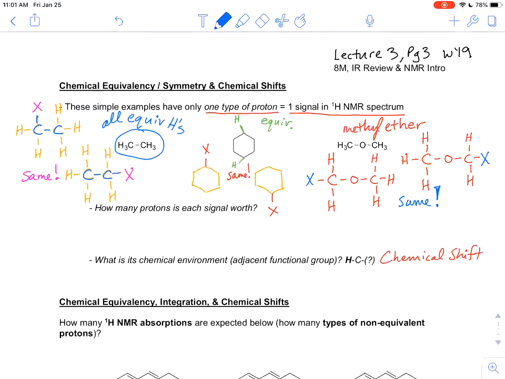So then we will go down to the next question. How many protons is each signal worth? And that's just asking the same question because there's only one signal. How many hydrogens are in the compound? Here we have 6 hydrogens in ethane. We have 12 hydrogens in cyclohexane, and we have 6 hydrogens in methyl ether. So one signal could be worth a lot of different hydrogens. You'd need some other information to figure that out just from an NMR spectrum.